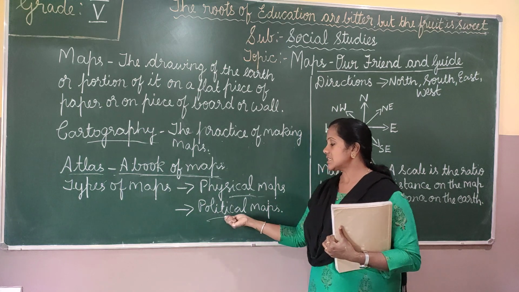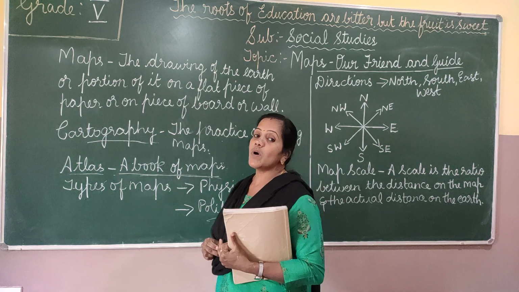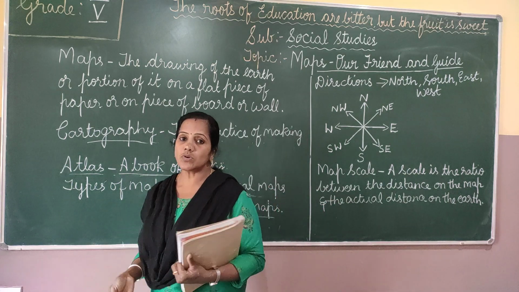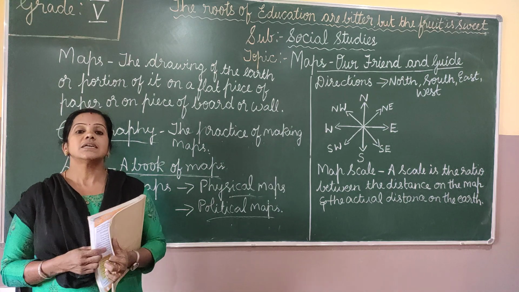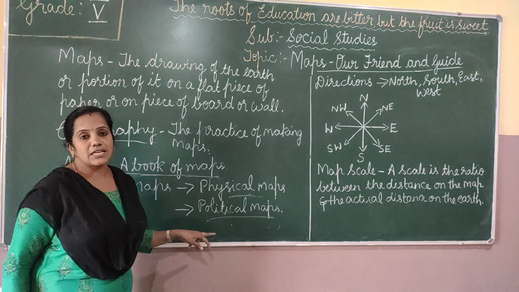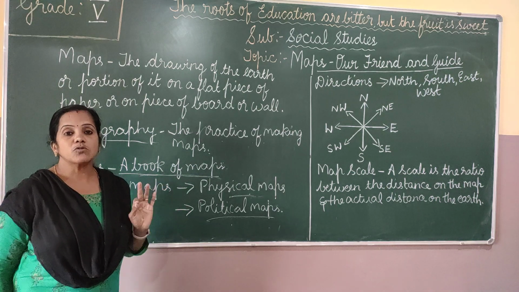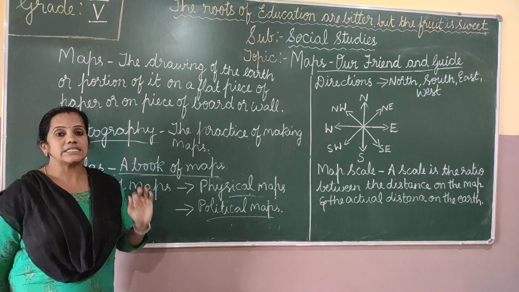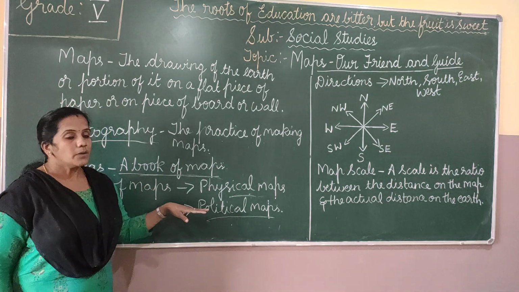And next is political maps. The maps which show the boundaries between two countries or states, we call political maps. These maps show us the capitals and also important cities. So this is a political map.